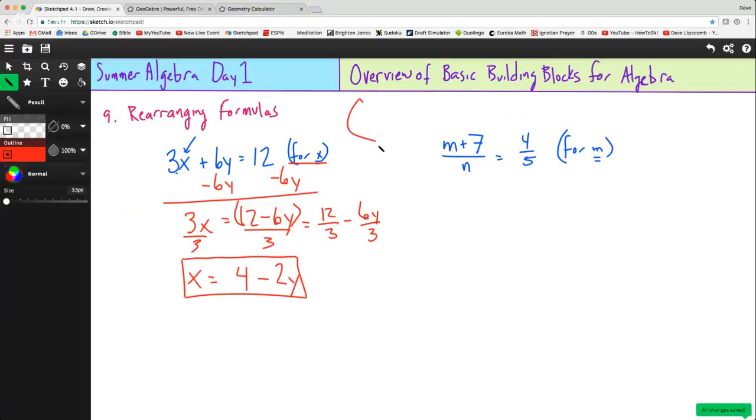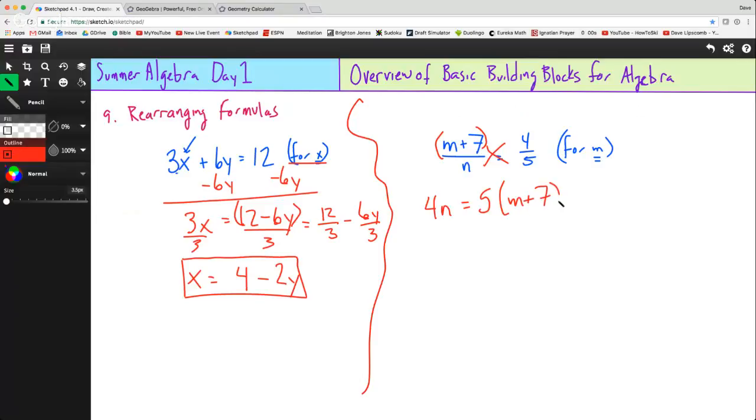Okay. Now let's do the same thing. We're going to solve for m. Well, what does this look like? This looks like we cross multiply. So let's start by cross multiplying. We get 4n on one side, and on the other side we get 5. And remember, we got to multiply that 5 by the whole numerator, m plus 7. So 4n equals 5m plus 35.